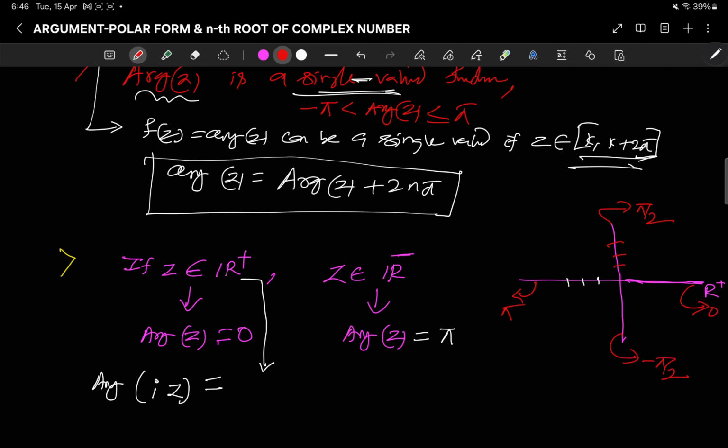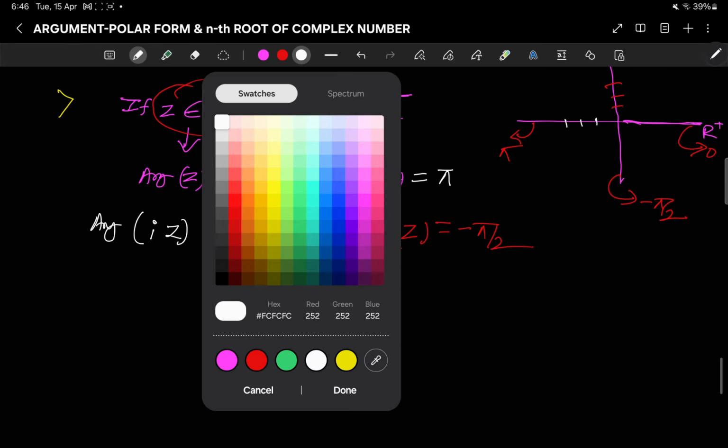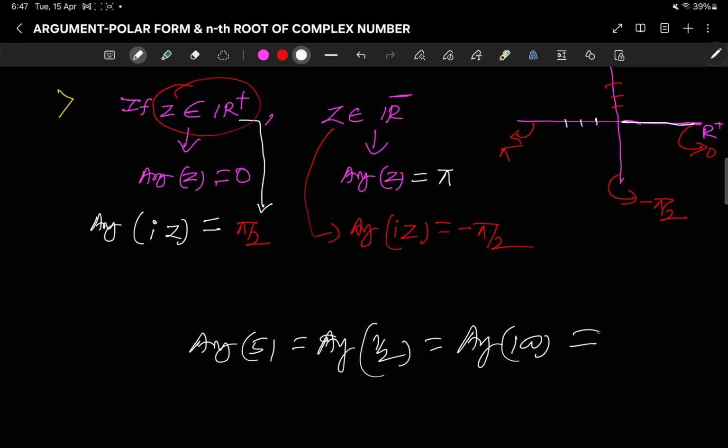Then the argument of iz for z in R plus is pi by 2, and in this case the argument of iz will be minus pi by 2. So therefore, if I write the argument of 5, the argument of half, the argument of 100, because all belong to z in R plus, here it is 0.